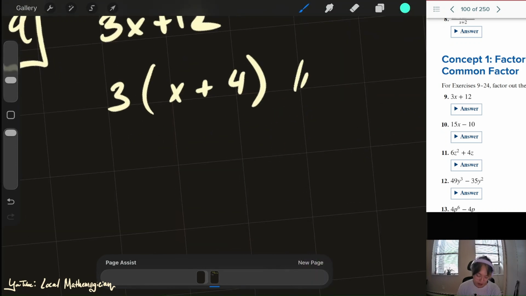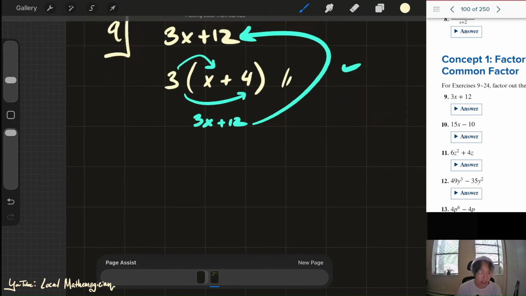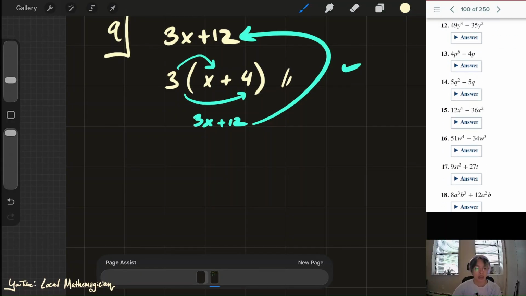So let's do that. I'm going to distribute it out. It's going to give you 3x, plus 12. And if this matches this, you're good to go. All right? Let's do another example. Let us do number 15.